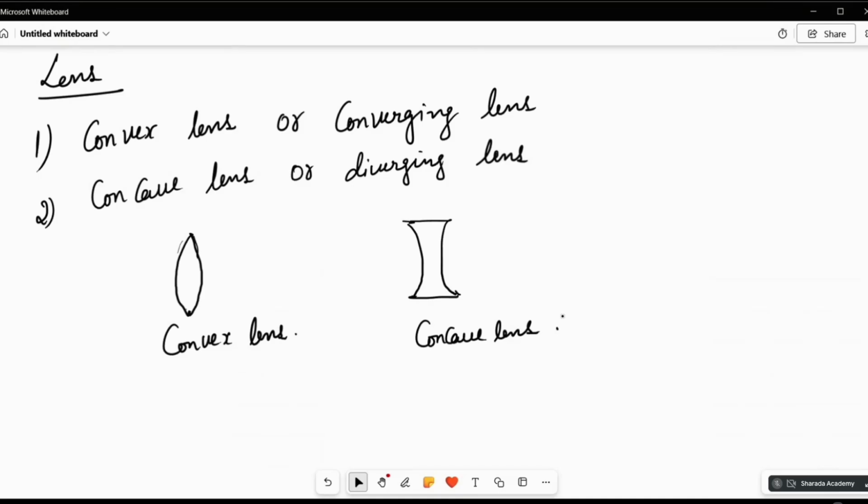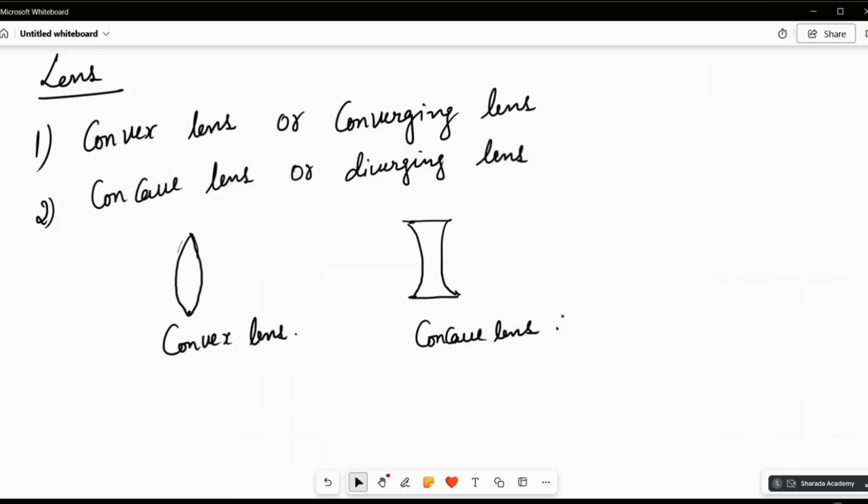So here what happens? First light passes from air to the lens, then from lens to air. So there is actually a refraction here. It is not reflection that happens in the lens, it is refraction, because light is passing through the lens. From air to glass once, glass to air once. So this is the refraction that happens in the lens.